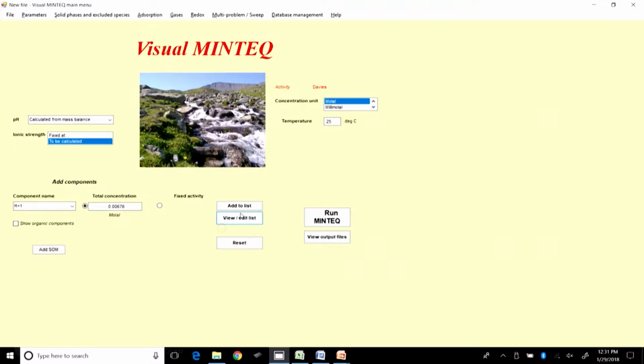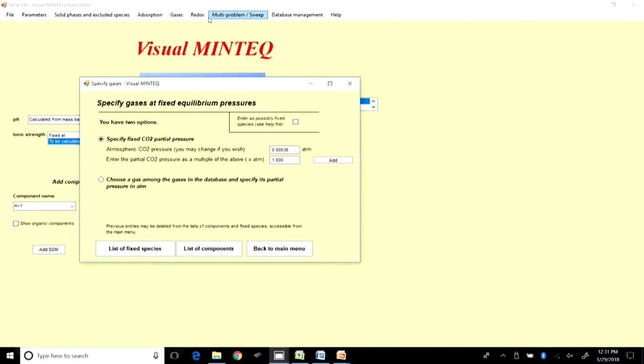So I need to go back to Visual MINTEQ here. So I am going to gases and specify. Here I can specify different gases, choose a gas among the database, but because it is carbon dioxide, that is something usually built in, okay. So here atmospheric partial pressure is 3.8 into 10 power minus 4 atmospheres, which is given, and you can specify a multiple of that if you want to. But in our question, for the sake of ease, we already have the PCO2 given as 3.8 into 10 power minus 4. So I don't need to change this particular multiple.